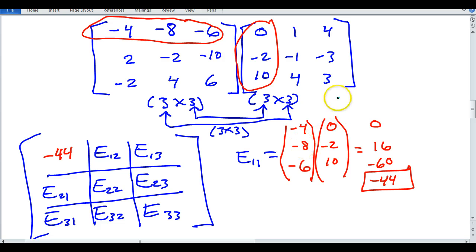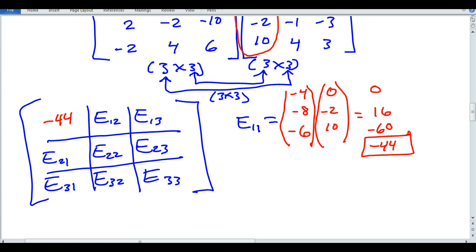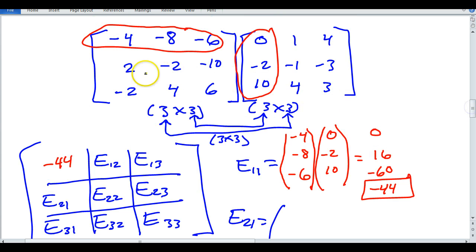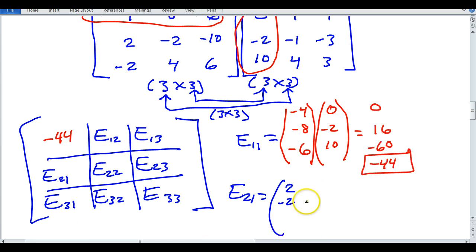Okay, and I'm just going to do the same thing like 9 more times. Let's see, can I do this any faster? Because this is getting tedious. Okay, I'm just going to keep going straight down. So now I want to do element 2,1. That's row 2, column 1. Row 2 is 2, -2, 10. Column 1 is still 0, -2, 10. Multiplying, that's going to give me 0, 4, and 100.